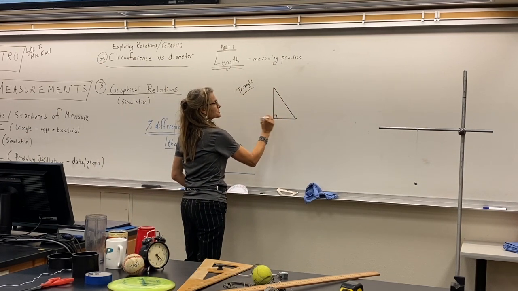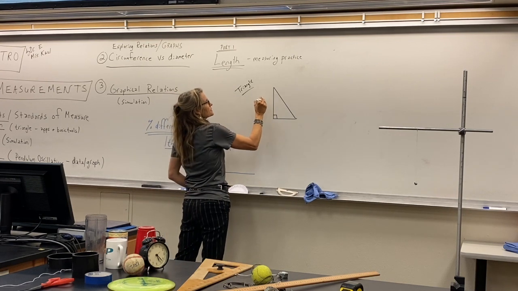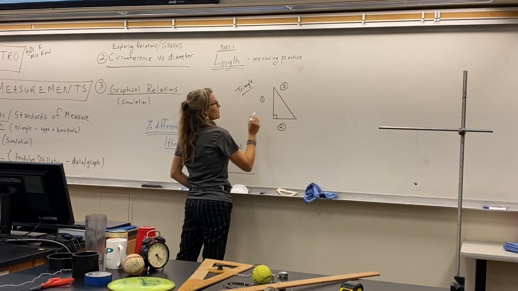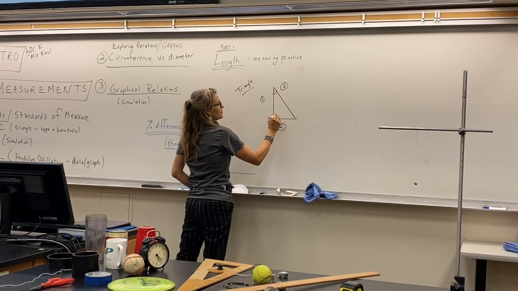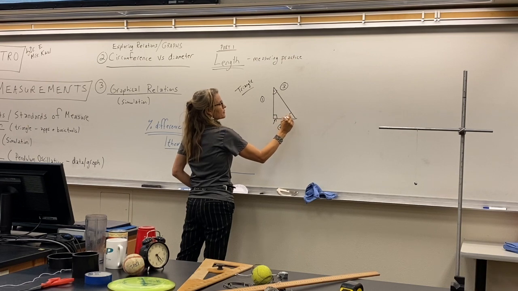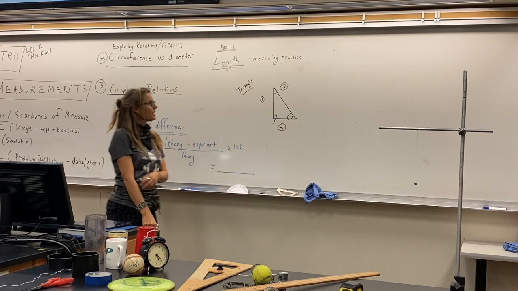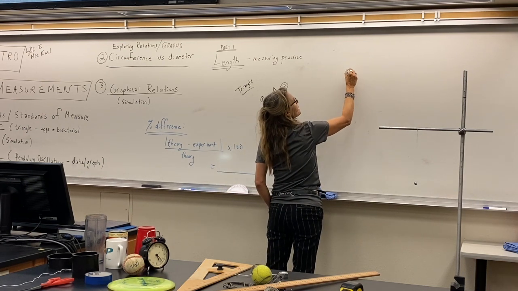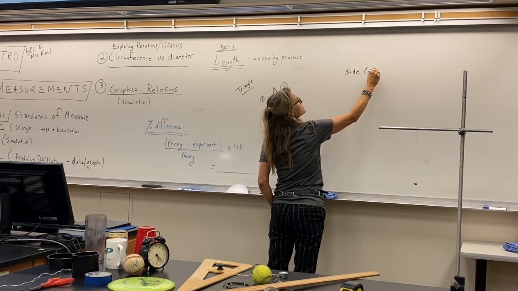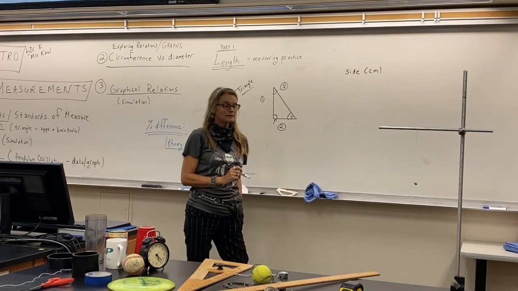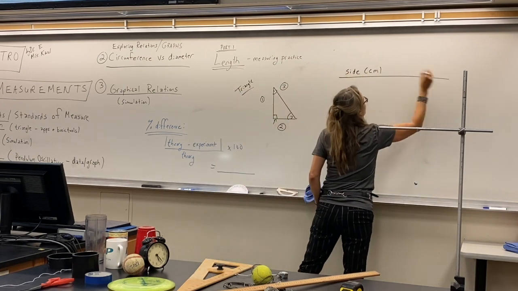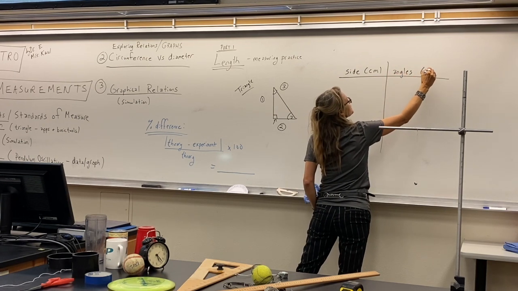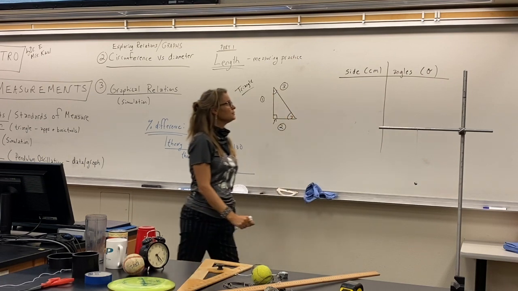Okay, so I'm going to use my right angle symbol. So I'll call this side 1, side 2, and side 3. I will call this angle 1, angle 2, and angle 3. And what I want to do is measure these and write them on the table. So my sides I want to keep in centimeters, and my angles measured in degrees, or theta is our symbol.